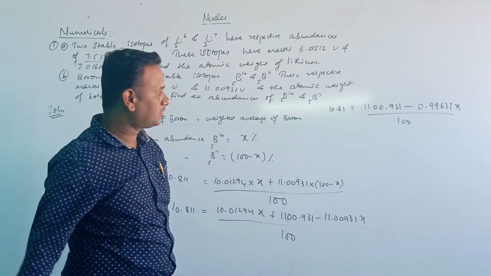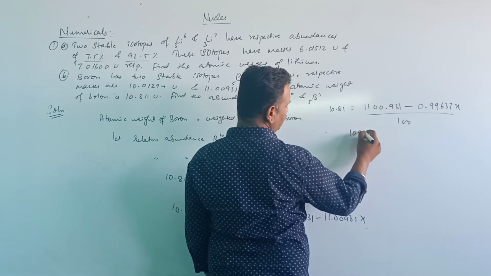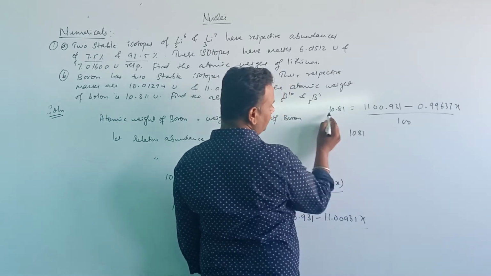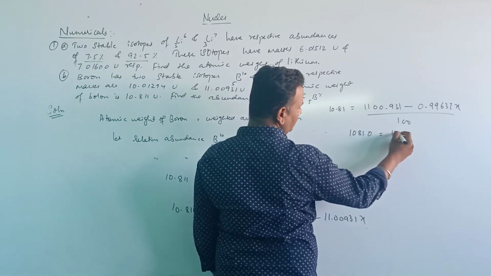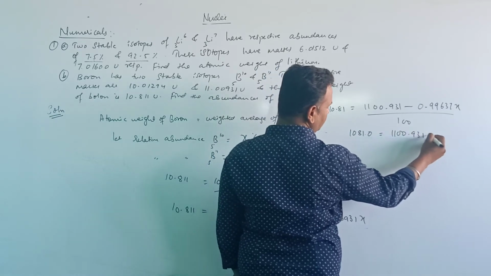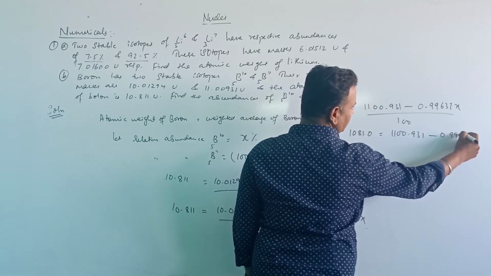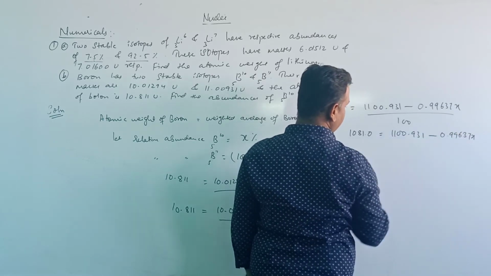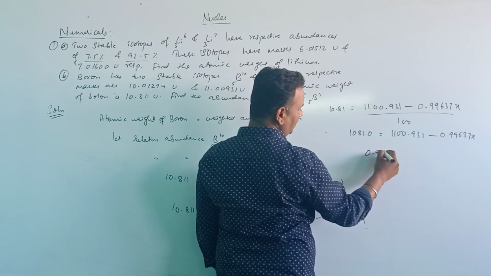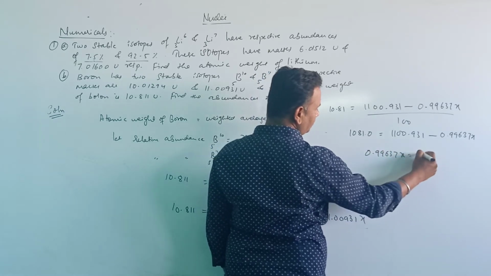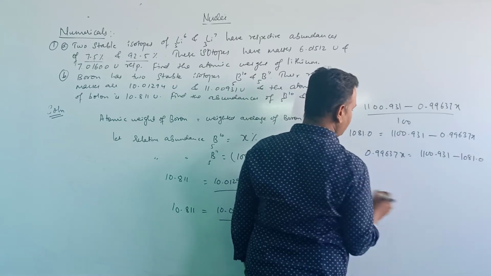Here it is 10.811. If you multiply this, you will get 1081.0 equal to 1100.931 minus 0.99637x. If I take it to the LHS, 0.99637x equals 1100.931 minus 1081.0.